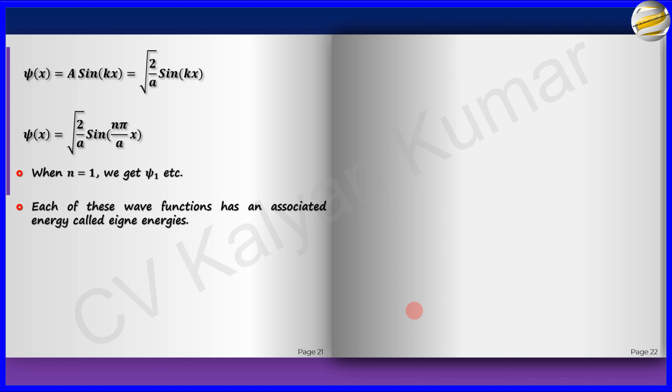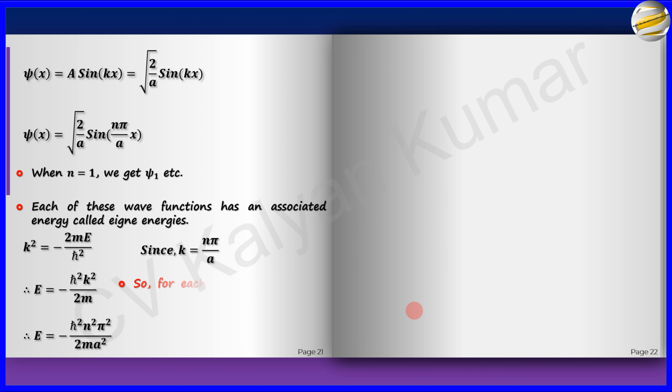So now let's remember, k square is 2mE upon h bar square. So what does E come out to be? H bar square k square by 2m. And if I were to substitute the h bar square and k as n pi by a, I can keep h bar square as it is, and k square is n square pi square by a square. So for each value of n, we will get a unique eigenvalue of energy for a particle in a box.